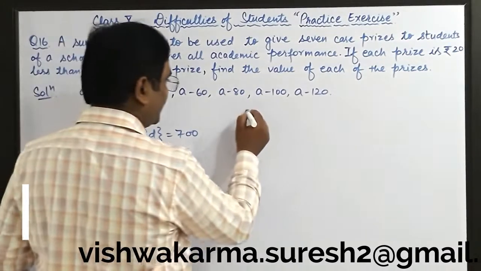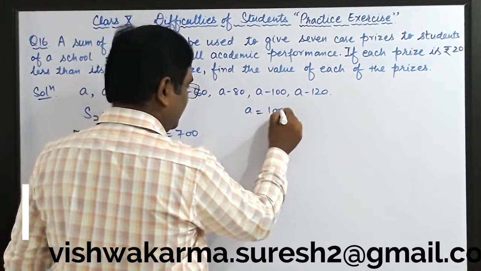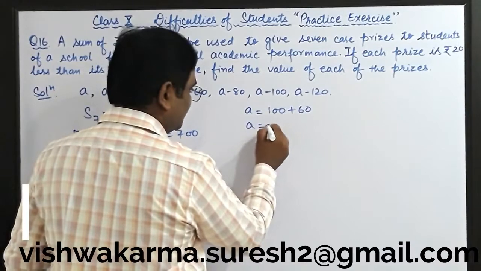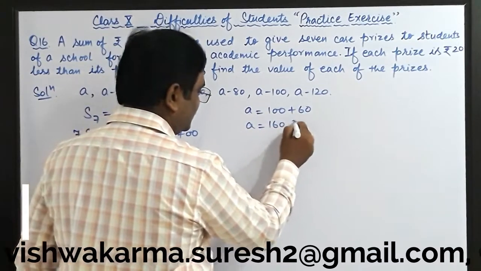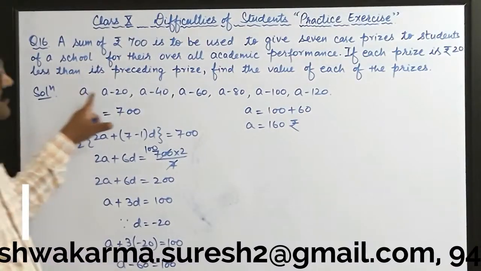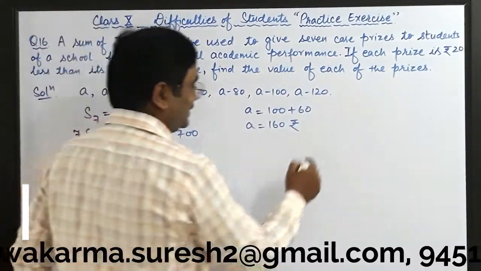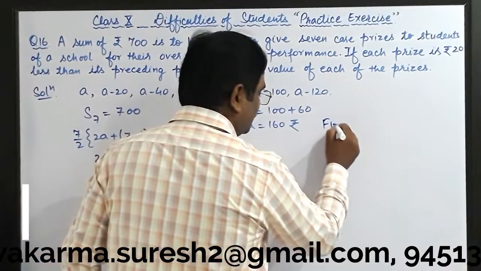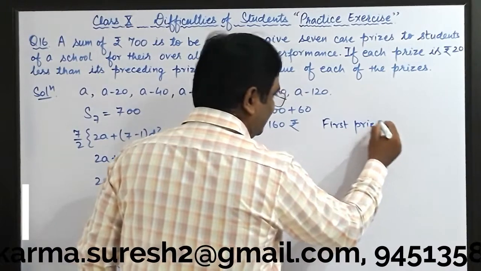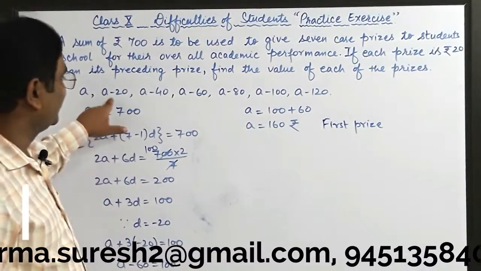Therefore A equals to 100 plus 60. So the first prize becomes 160 rupees. See, A is the first prize. So find the values of each prize. It was the first prize. So first prize is 160 rupees. Now let us find the second prize.